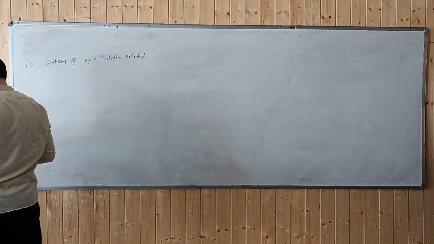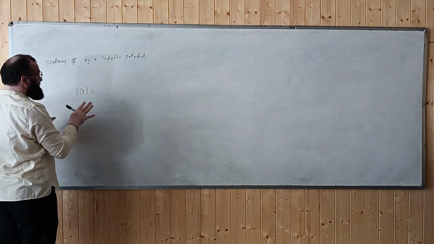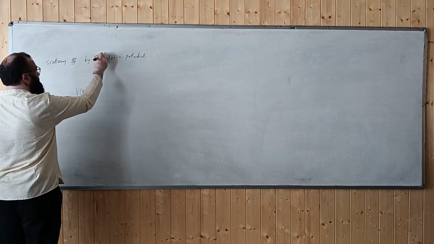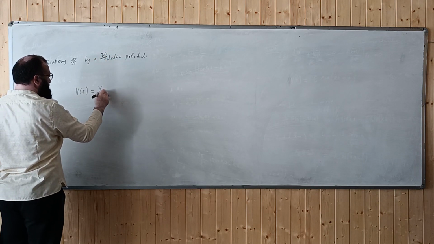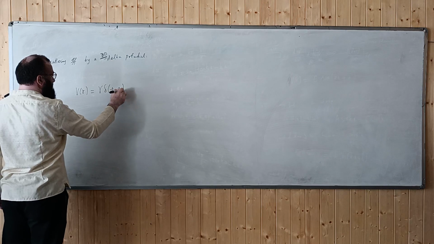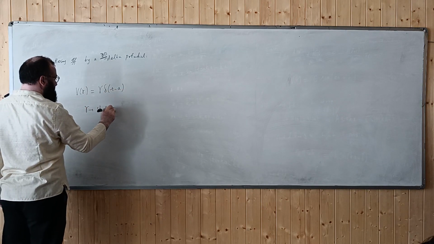Okay, so let me consider a delta function V(r). So it's a 3-dimensional, 3D delta function. Let's write some gamma delta(r minus a), where gamma is the strength of the potential.